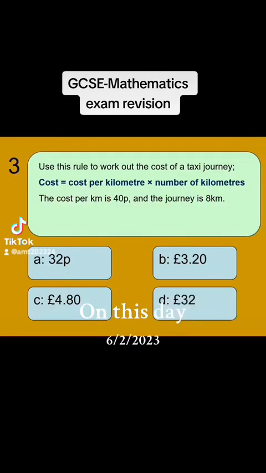Okay, so I'm going to have 40 pence, so 40p times 8 kilometers. 40 times 8 is equal to 320 pence, which is equal to £3.20. Pence to pounds, I divide it by 100, guys. So that'll be option B, guys.